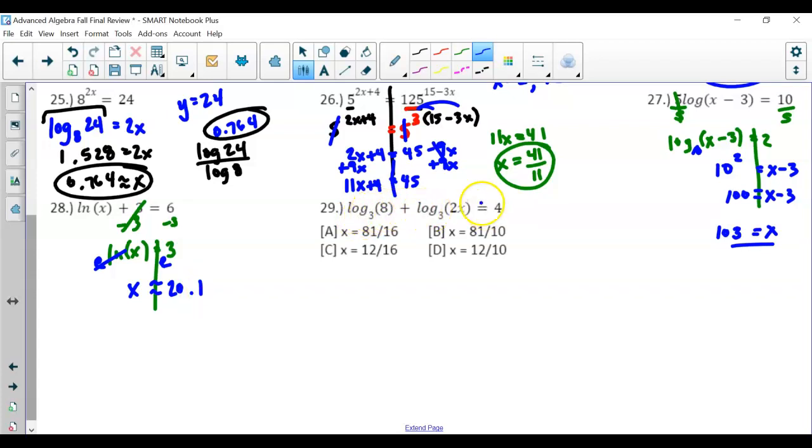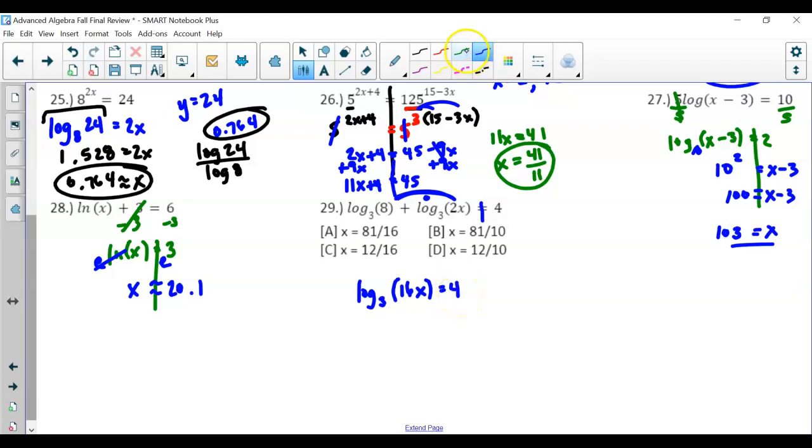So now 29. Now notice the logs are on the same side. So do they cancel out? No. So we have to use our property of log and condense it into 1. So this is log base 3. Bases are the same. Now adding, so what do we do with our two logs? Multiply. So 8 times 2x is 16x. That is equal to 4.